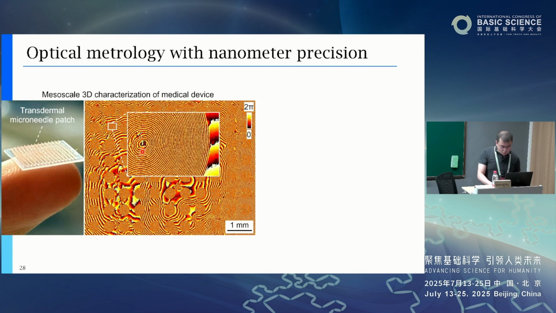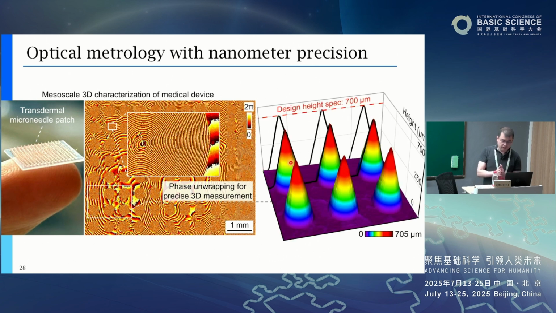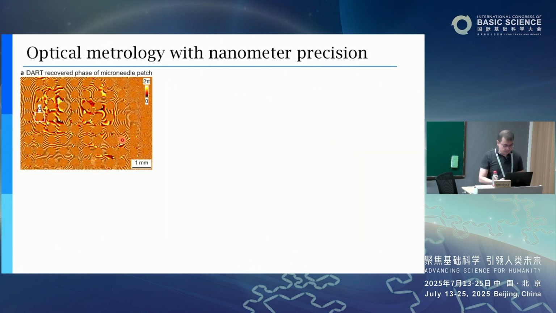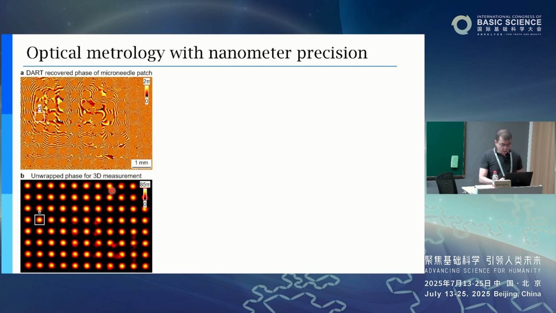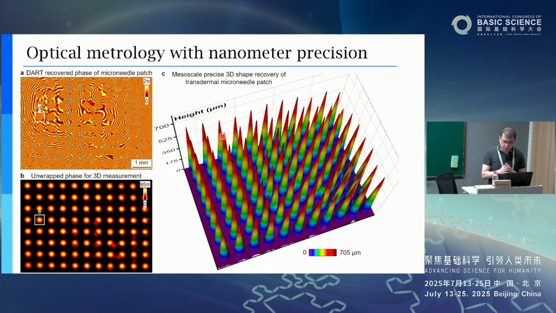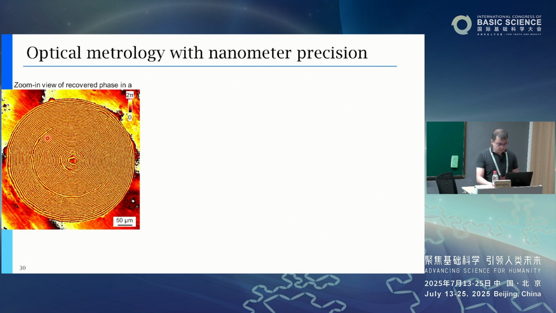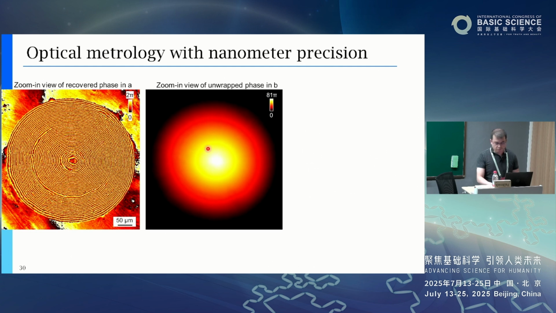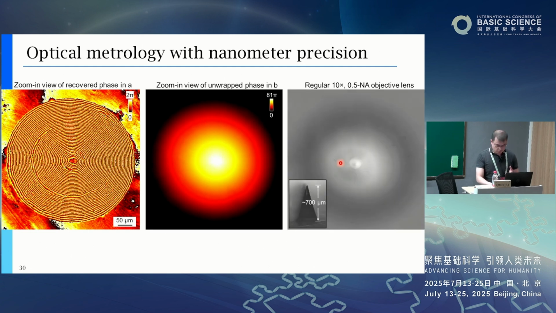What we can do here is recover the phase images of this microneedle patch, and from there we can unwrap the phase and get the 3D measurements of these microneedles. Again, this is the phase image we recover, and this is the unwrapped phase, and from there we can get the precise shape of this microneedle, which is difficult to do using the conventional approach, or impossible to do with the conventional optical microscope. This is again one of the microneedles. This is the unwrapped phase, and this is the conventional optical microscope image.